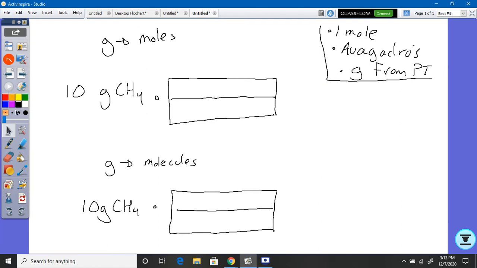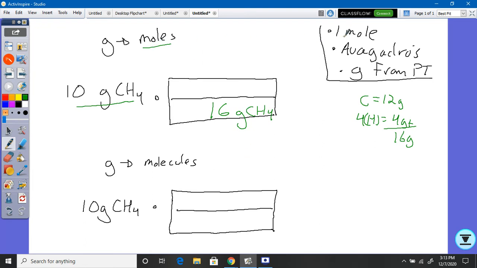So an example might look like this. Let's say you start out with 10 grams of CH4 and you want to convert that to moles. Again, you want to cancel grams, so you're limited to 1 mole, Avogadro's number, or grams from the periodic table. So you would put grams from the periodic table of CH4 down here. You would look that up, and carbon would be 12 grams per mole. You would have 4 hydrogens, so that'd be a total of 4 grams. You would add those, and that would be 16 grams. So I would have 16 grams on the bottom.